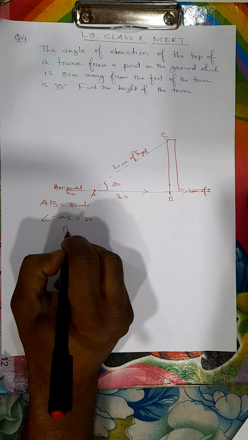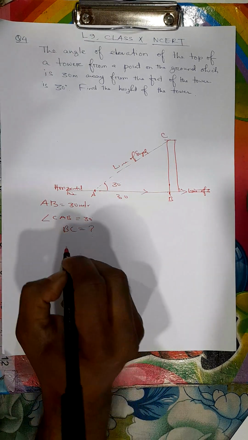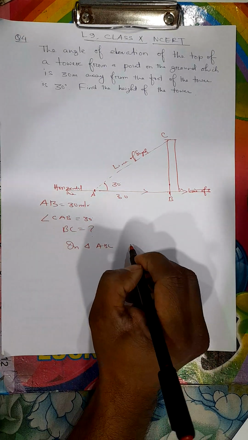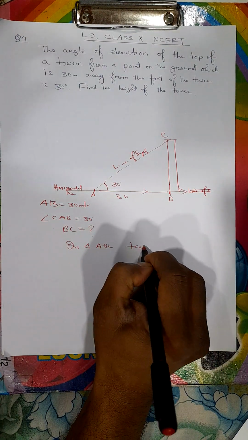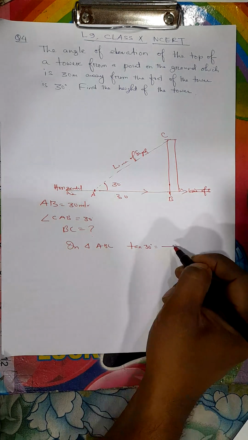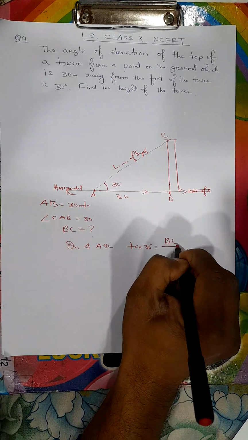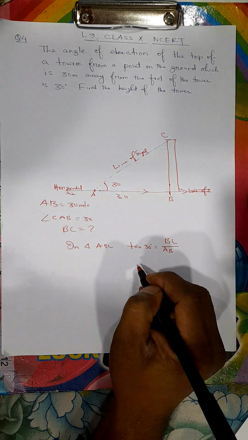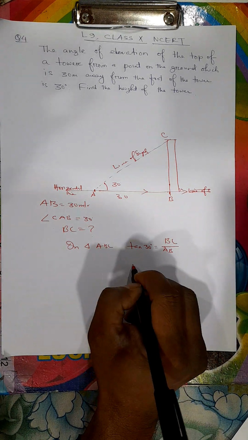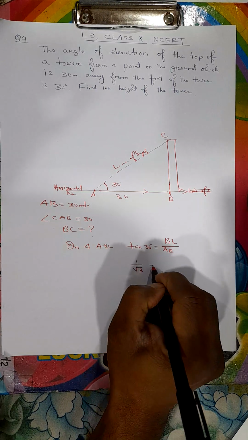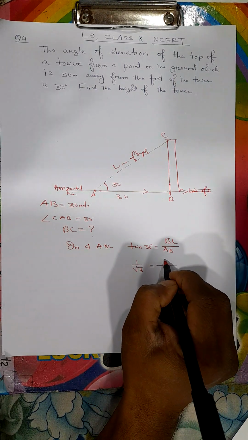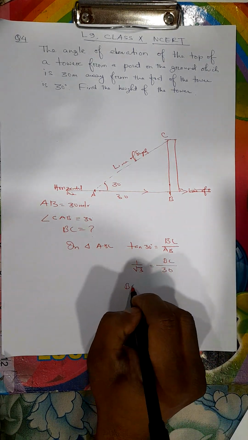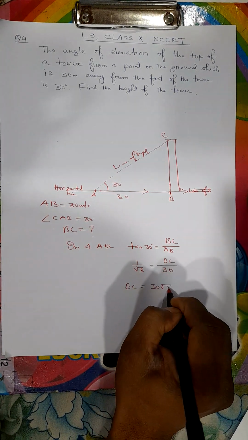Then we have to find what is BC here. Now in triangle ABC, you see tan 30 degree equal to, what is tan 30 degree? Tan 30 means opposite by adjacent side, AB. What is tan 30? Sin 30 half, cos 30 root 3 by 2, tan 30 1 by square root of 3. Here BC is unknown, AB is equal to 30 meter. So what is BC? BC equal to 30 root 3.